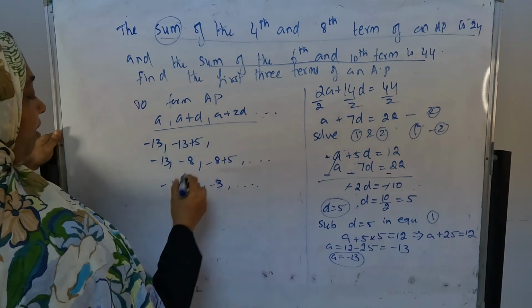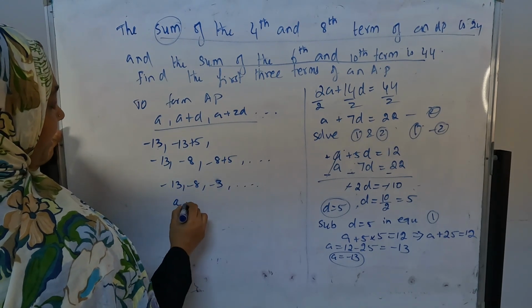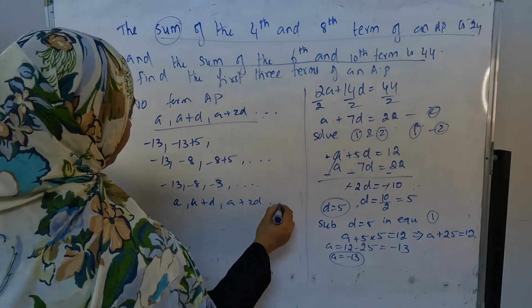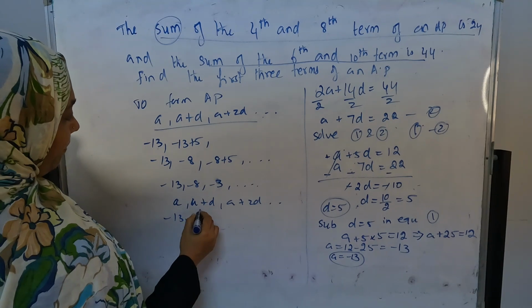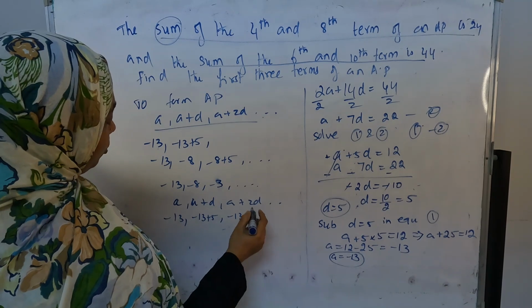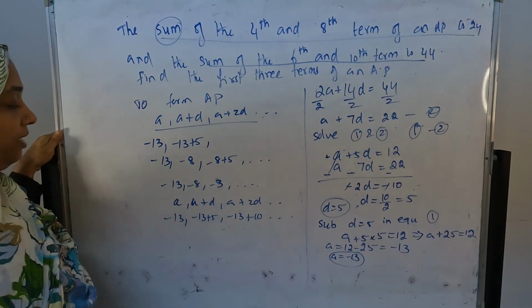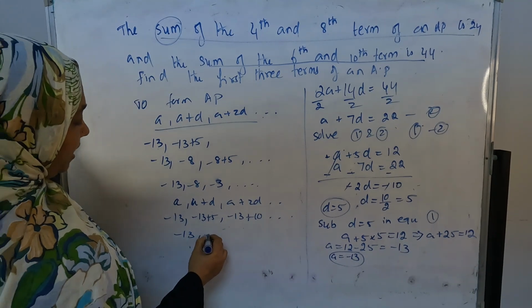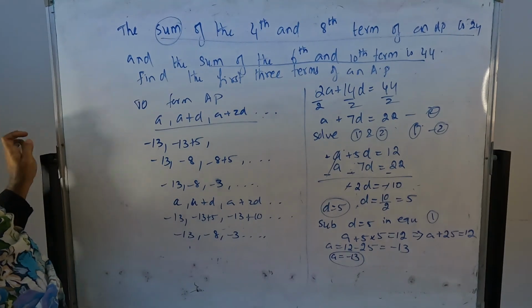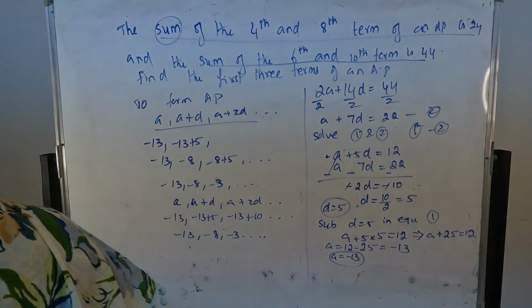Otherwise, you can substitute in the formula. The terms are a, a plus d, a plus 2d. Here a is minus 13, a plus d is minus 13 plus 5, and a plus 2d is minus 13 plus 2 fives, which are 10. It will automatically bring the same terms, the same thing we will get. Okay? Okay, practice.